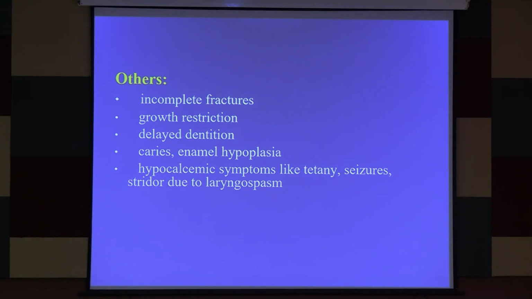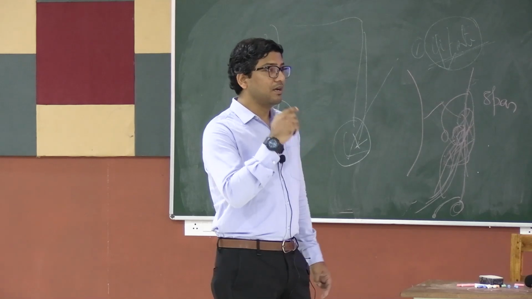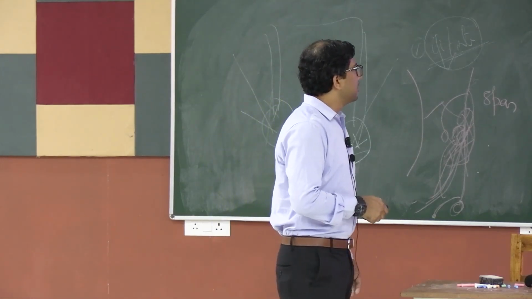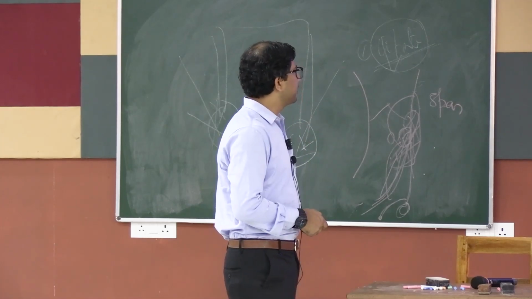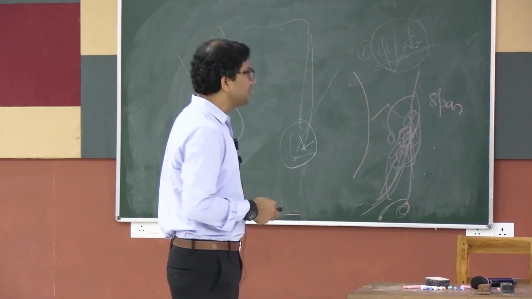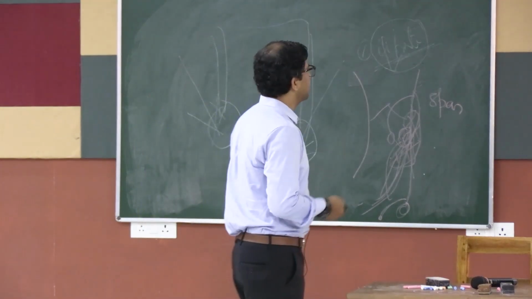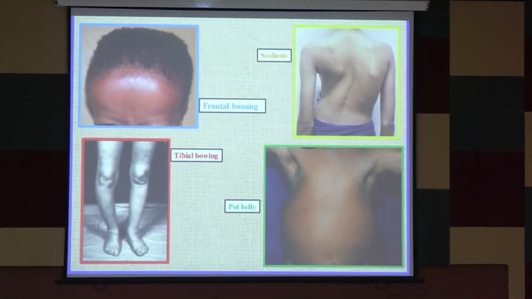Other findings, because the bone is weak, you get fractures. This is a pathological fracture. It is an incomplete fracture. We call it Looser's zone. You will see the incomplete fracture line, a radiodense line. Growth restriction, delayed dentition, the teeth are also affected. And hypocalcemic symptoms like tetany and seizures are quite common in florid rickets. So again, to recapitulate, scoliosis, frontal bossing, the tibia is bowed, and pot belly. These are very important to remember.